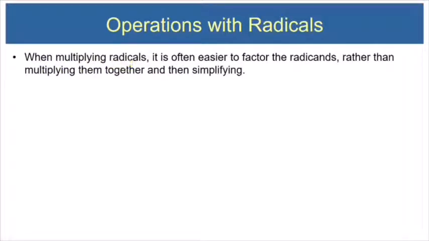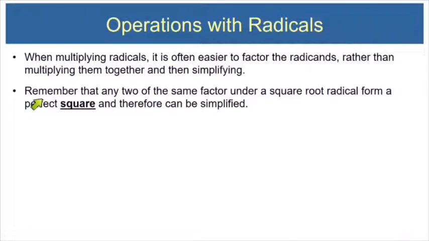So let's start with multiplying because we already know the product rule. You know that to multiply two radicals together, you just put them under one radical and multiply what's under the radicals together. But that can lead to some pretty large numbers and you're just going to end up having to simplify anyway. So a lot of times it's easier to factor the radicands instead of multiplying them together to get a big number. And I'll show you what I mean by that in just a minute. Now remember that sometimes when we're simplifying radicals, we can end up with two of the same factor under the radical. And don't forget that that means that we have a perfect square, and that can be simplified as well.